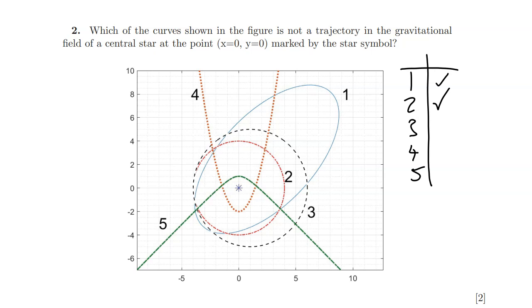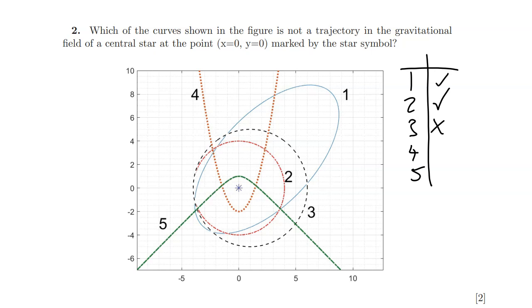3 is another circle, where if you compare 2 and 3, you should be able to see that the star is not at the center of 3, it's sort of off center, and that wouldn't be a valid trajectory, because for a circular orbit you would expect the body to be in the center of the circle.